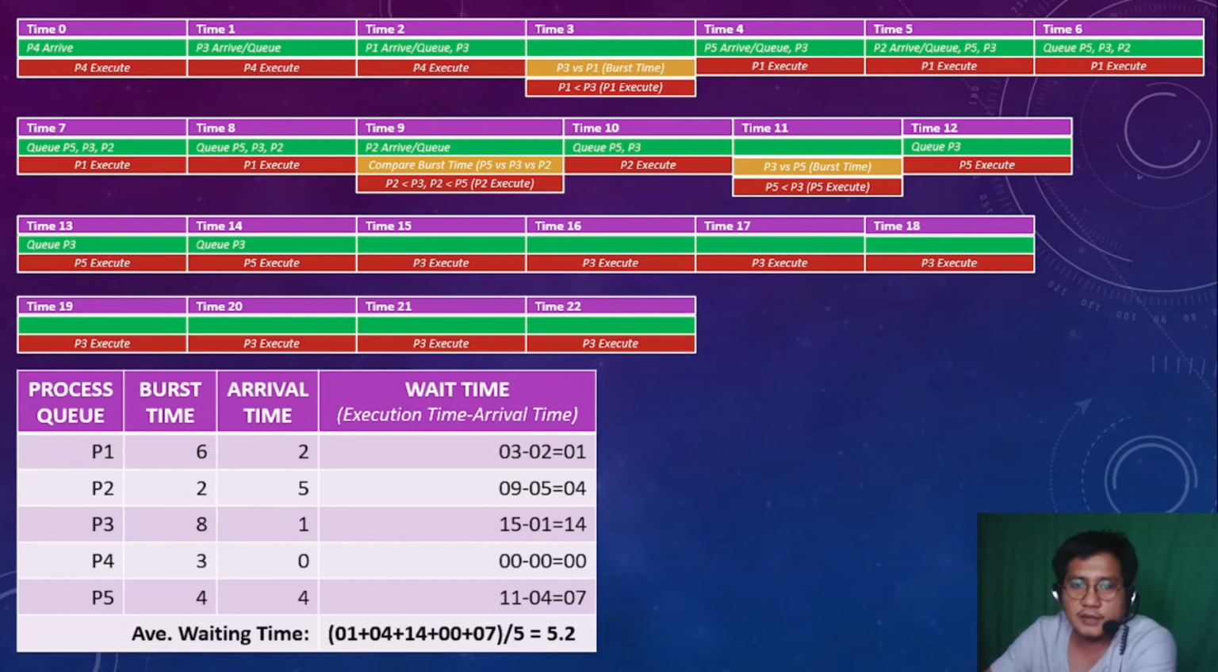And then at around time 6, P1 is still in execution because P1 has a burst time of 6. So we count from time 3, time 4, time 5, time 6, time 7, and time 8. If we count that way, we have 1, 2, 3, 4, 5, 6, so 6 execution time, 6 burst time for P1.